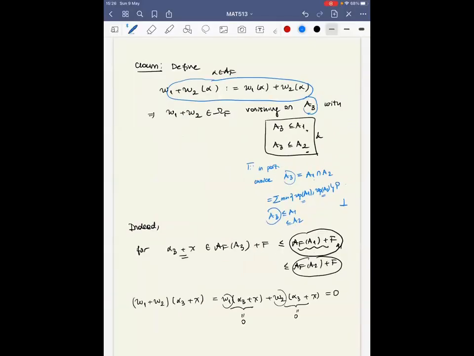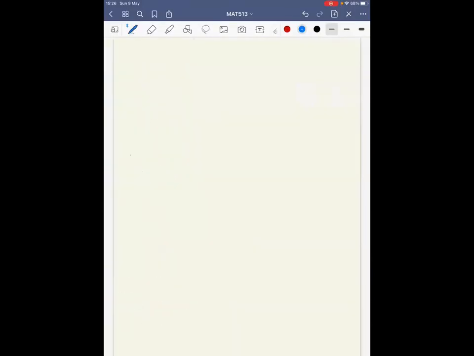Now, like in the other spaces, we are going to define, for a given specified divisor A, we will consider the set of all Weil differentials which vanish on the adele space of this given divisor A plus F.